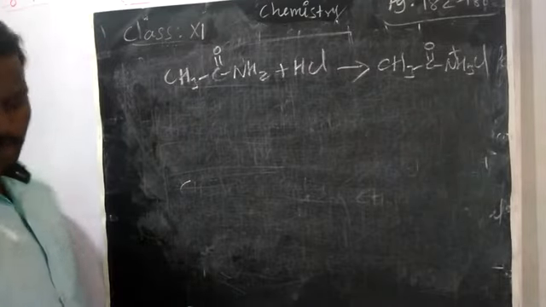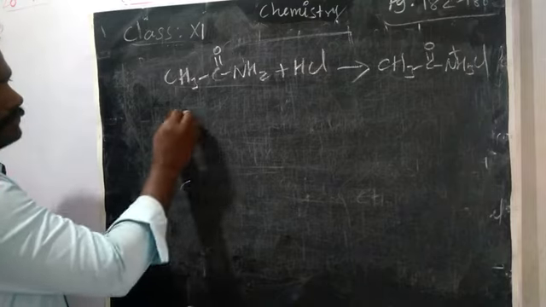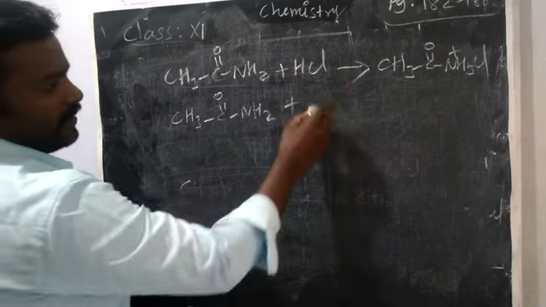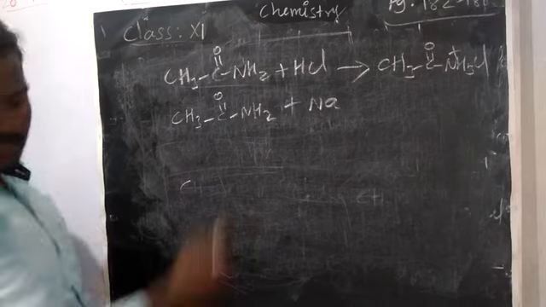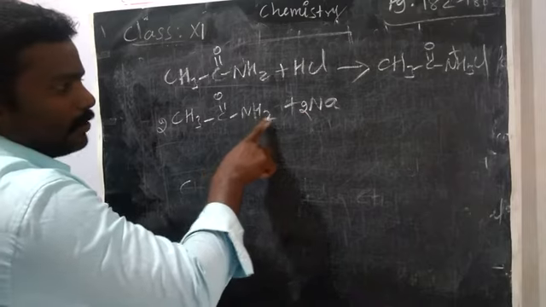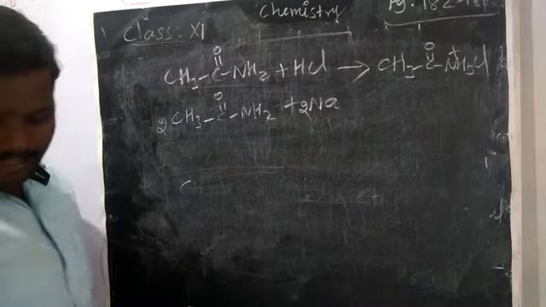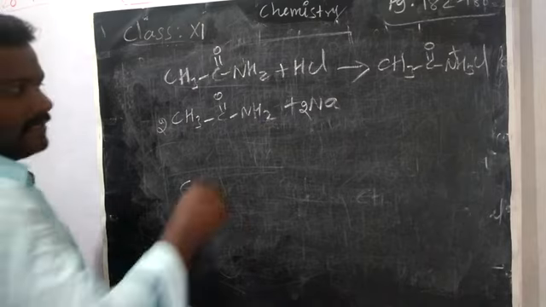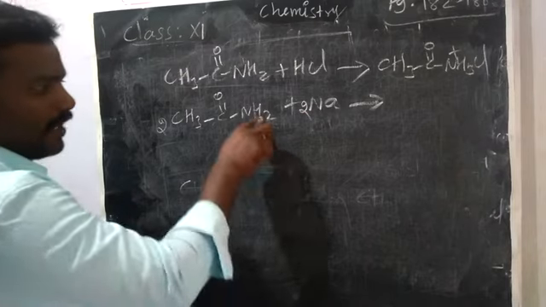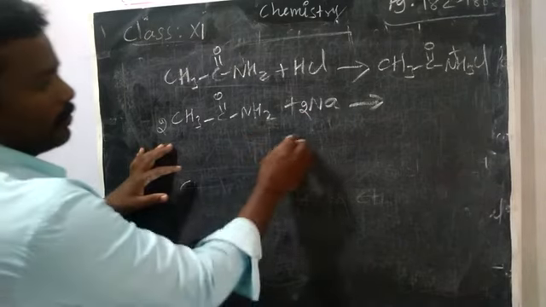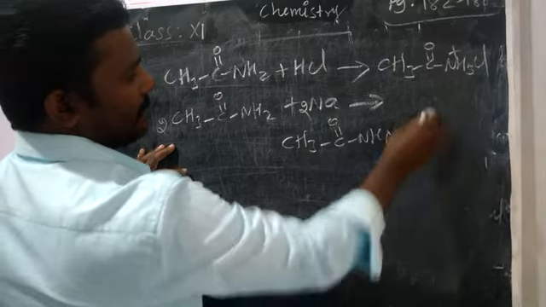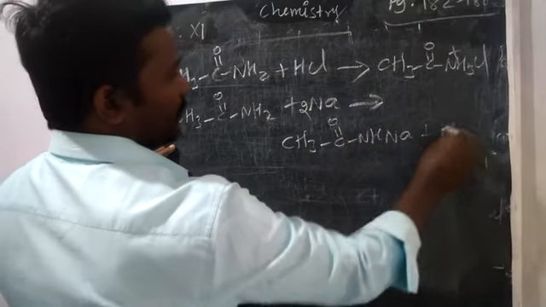Next, react with sodium. CH3, C double bond O, NH2 reacts with sodium atom. So here we have to take 2 moles of acetamide and sodium. Here we have 2 hydrogens, and one of the hydrogens you can remove with Na. So you will get CH3, C double bond O, NH, Na. Then hydrogen gas will come out.